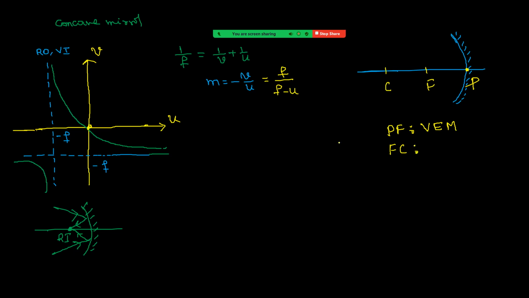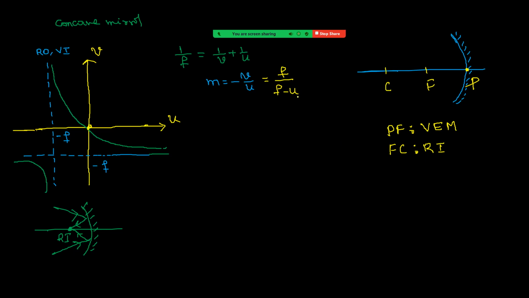V is negative, right? V negative means real image. Next, see carefully. V negative, U negative. Negative, negative becomes positive. And here I have a negative sign. So the total is now negative. Total negative means it is inverted. Okay, inverted.